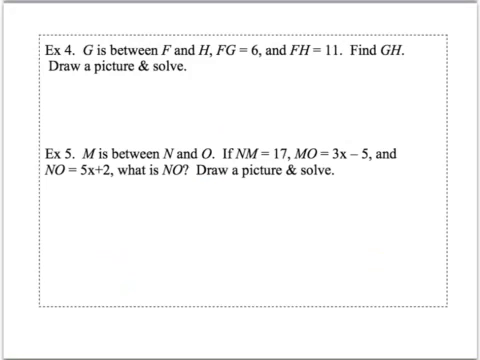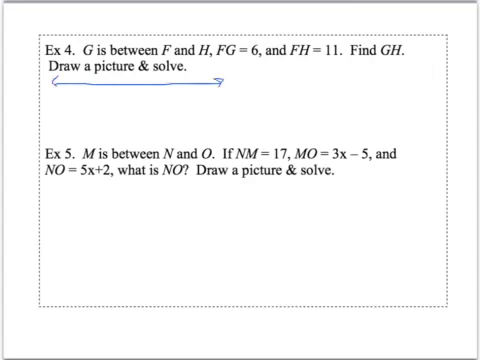Okay, let's go ahead and practice the segment addition postulate. Example 4. G is between F and H. We know that the length from F to G is 6 units, and the length from F to H is 11 units. We want to find the length from G to H. So the first thing you want to do in a problem like this is to go ahead and draw a picture. So I put my, kind of like a number line down or some type of line.